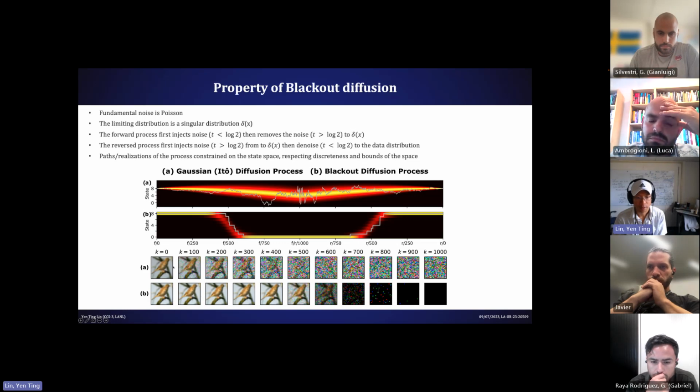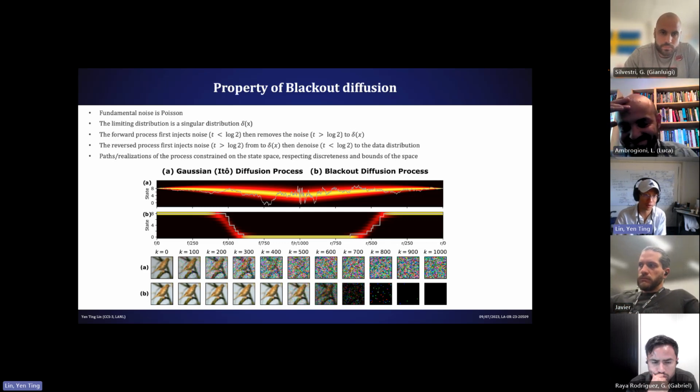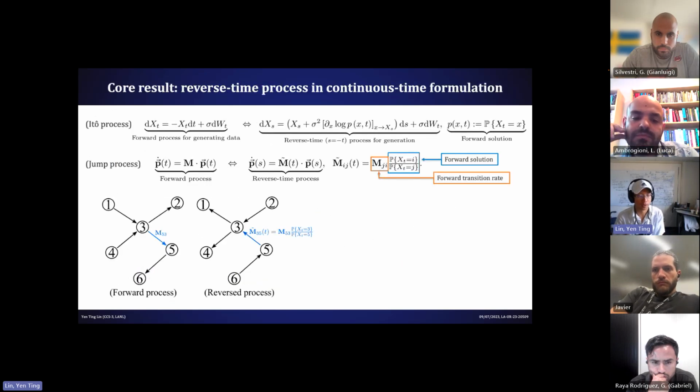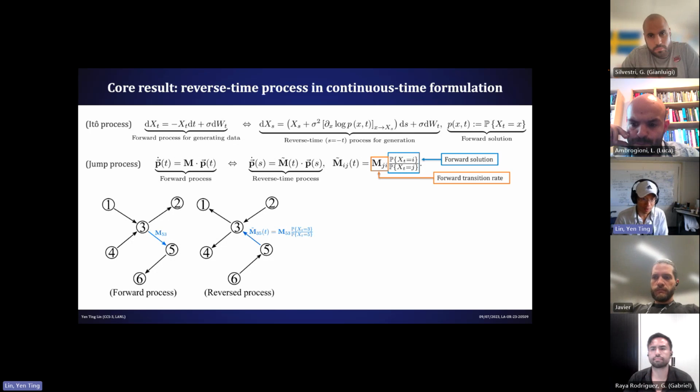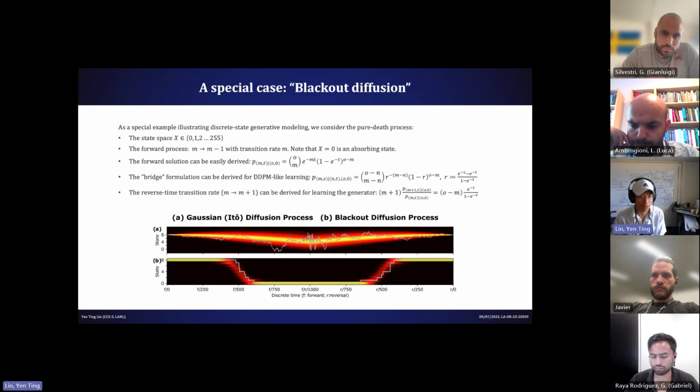Applying it onto an image, this is what you see in Gaussian. At the end of the day, you have some isotropic Gaussian for each of the channels. Now for Blackout, all of them go to black. That's why we call it Blackout. Formally, it's a jump process, but we still call it diffusion so that we can fit into the diffusion model. On the other hand, you can also go back to this figure and realize that even a jump process on a graph, we have graph diffusion. So in some sense, we are also a diffusion, but not in the typical physical diffusion sense.